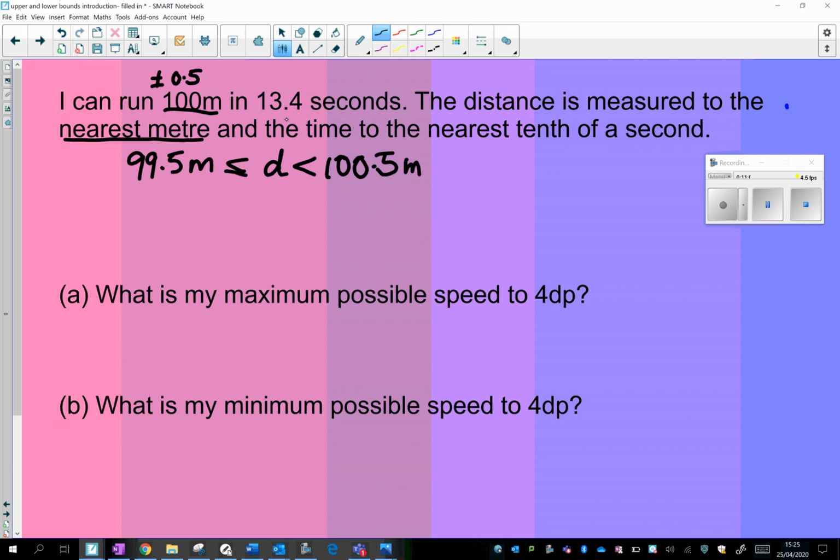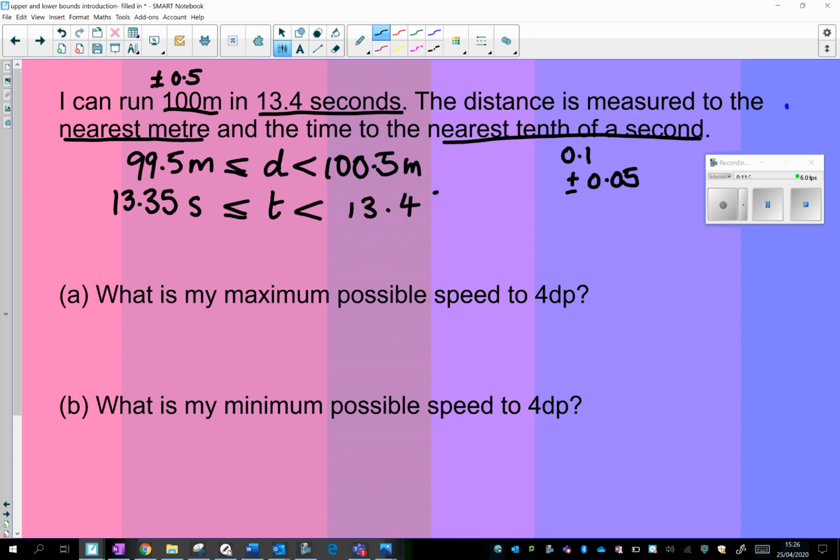The time, 13.4 seconds, is to the nearest tenth, so that's to the nearest 0.1. So we're going to add and subtract 0.05 for the time. So the time, I'll use T for time, has got to be greater than or equal to 13.35 seconds, and it's going to be less than 13.45 seconds.